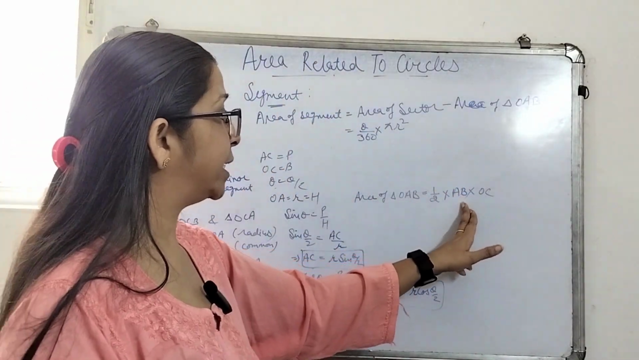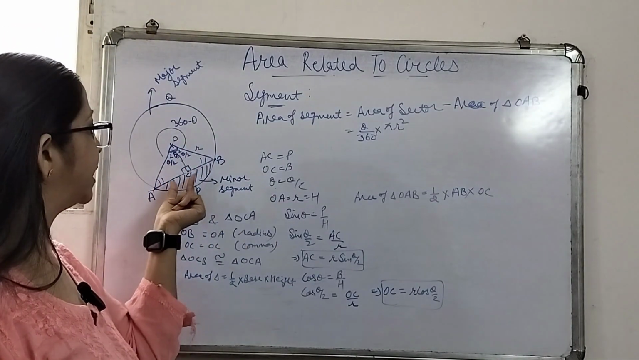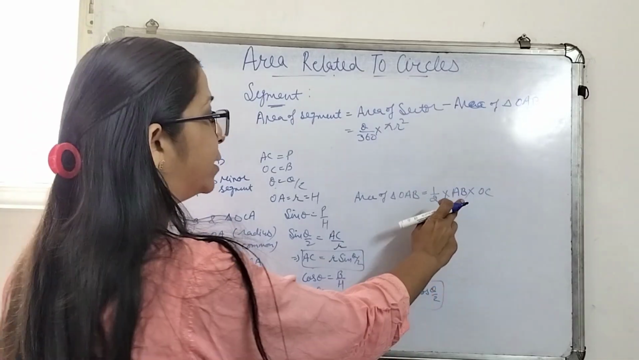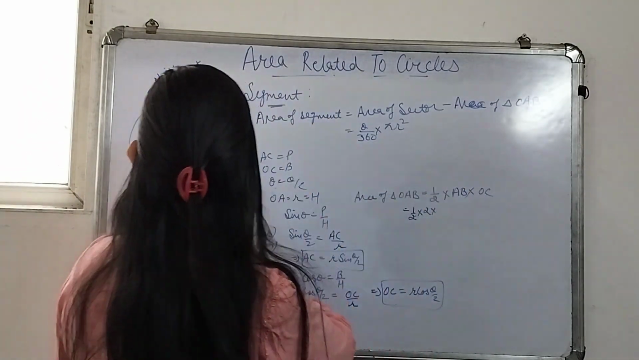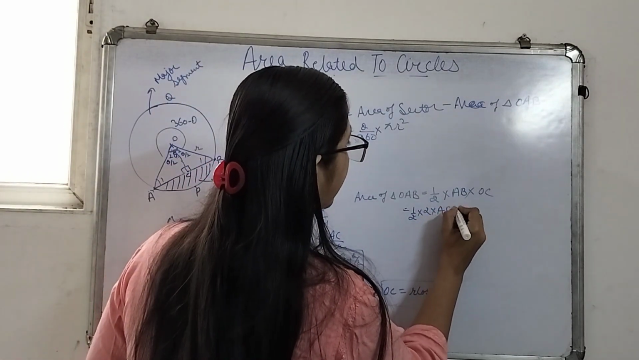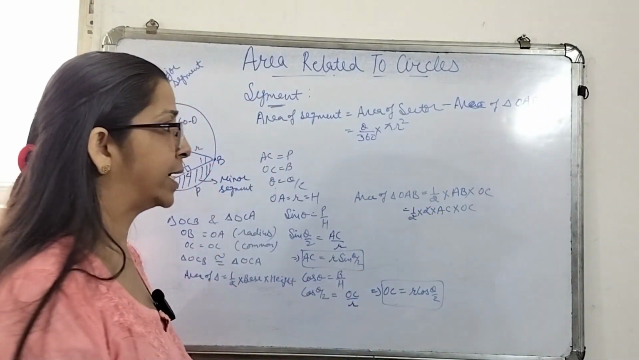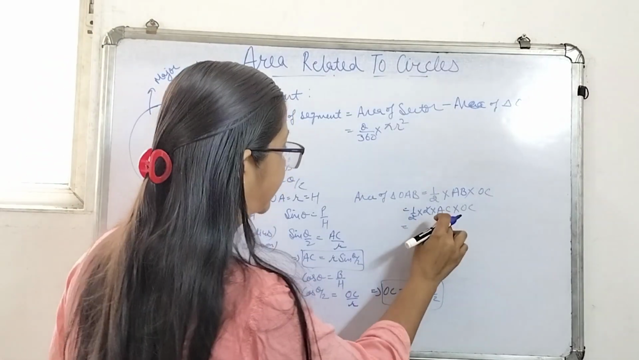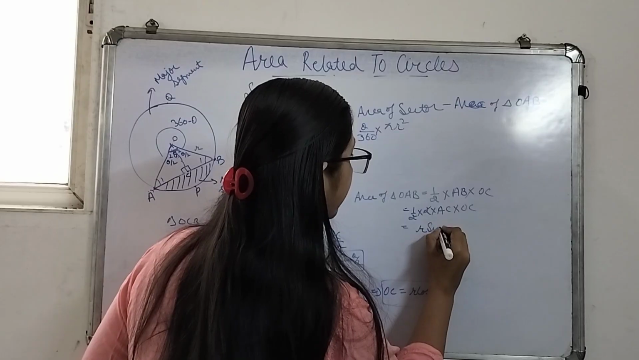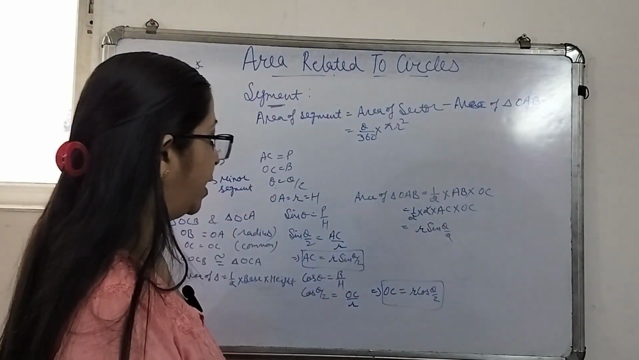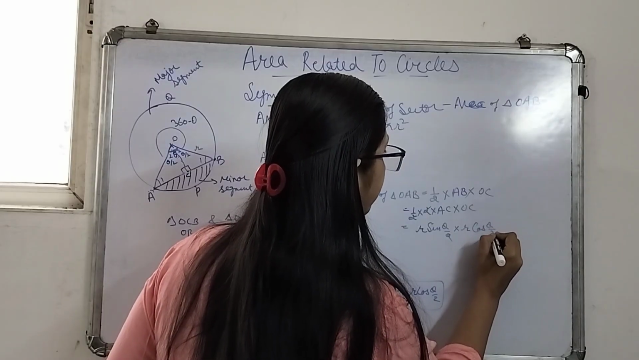Now AB could even be written as 2 times AC, because the lengths of AC and CB are equal. So we can write AB as 2 times AC, multiplied by OC. These 2 and 2 are going to cancel. So AC, as we have just seen, is R sine theta by 2 and OC is R cos theta by 2.